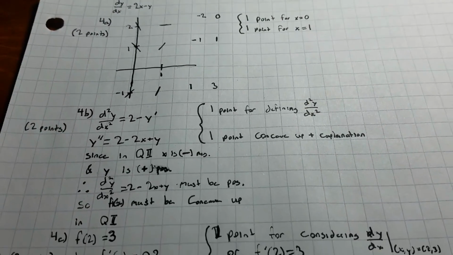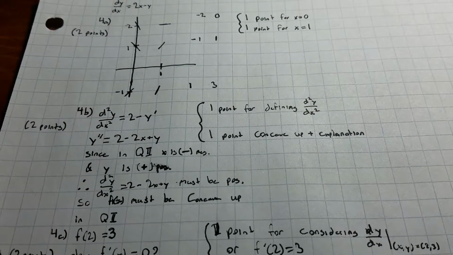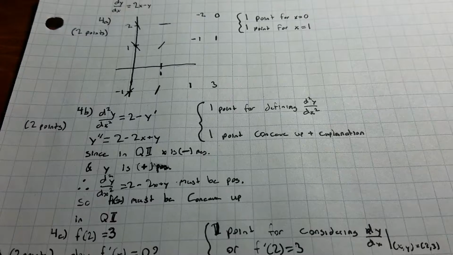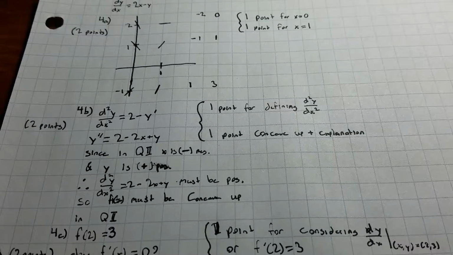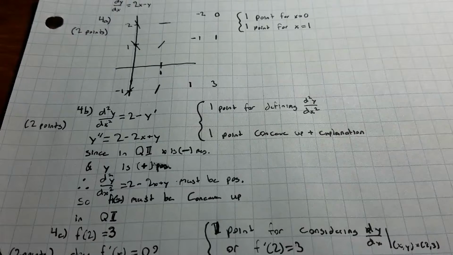The next part of the question, 4b, is also worth 2 points and asks: find d²y/dx² in terms of x and y. Determine the concavity of all solution curves to the given differential equation in quadrant 2. Give a reason for your answer. Fairly simple to solve. Get the second derivative of the given differential equation, which you find to be 2 - y'. Plug in for dy/dx: 2 - 2x + y.